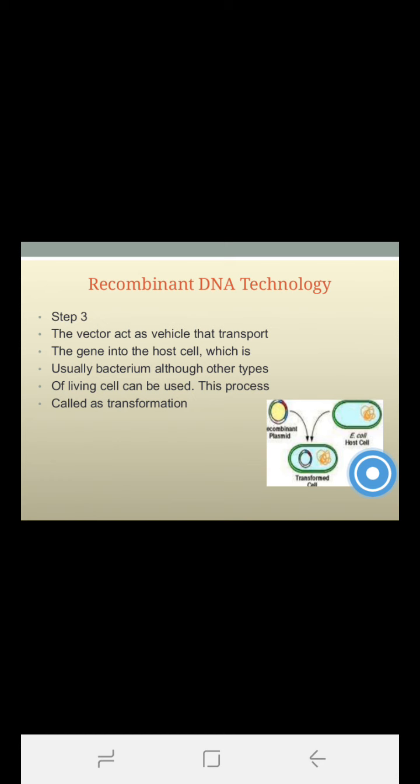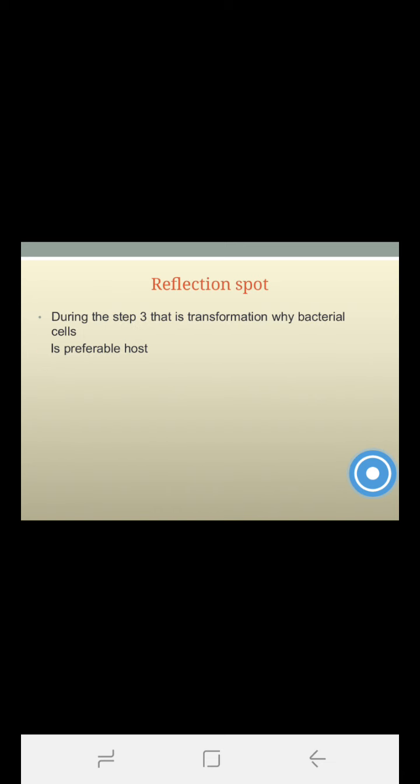After calcium chloride treatment, that E. coli cell will take up the recombinant DNA molecule into itself. That is called the transformation process. That is the third step. It is shown in the diagram.